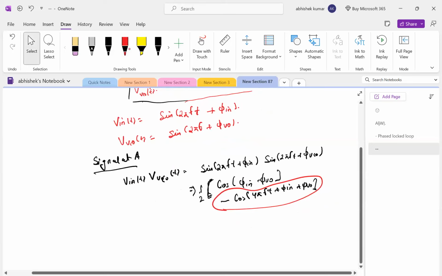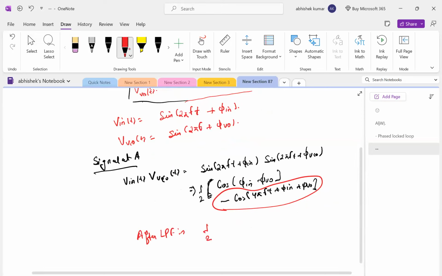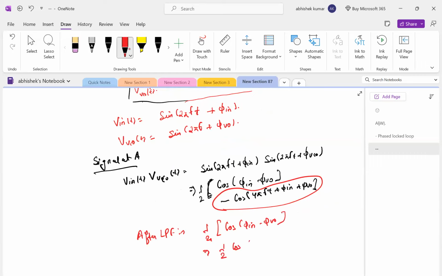We will have at the output after the low pass filter half cos(φ_in − φ_VCO), that is half cos Δφ. And we see that an analog PLL will always naturally reside in one linear region. That yields approximately a linear response, so in this way it is working.